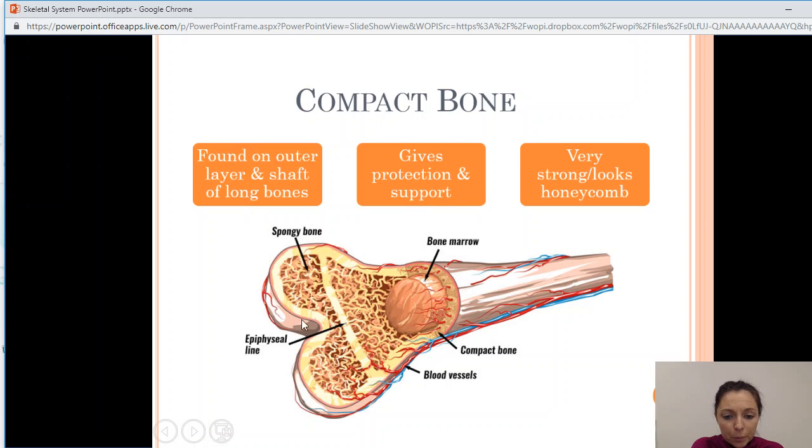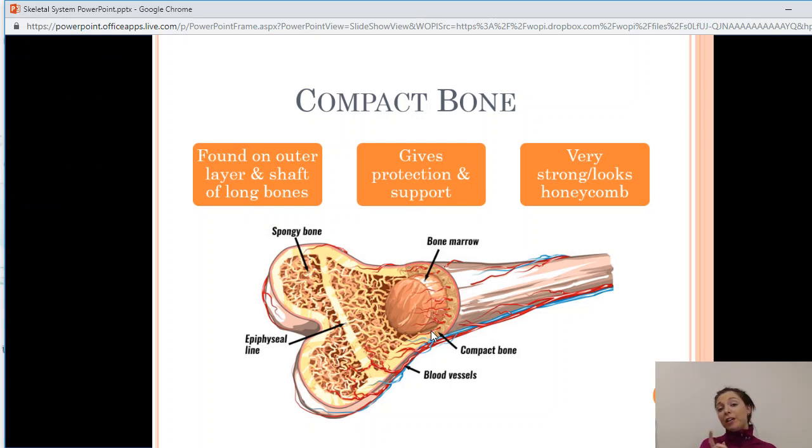Spongy bone up the top, which is what we just talked about a while ago. Your bone marrow coming in through here. Compact bone. Now look how condensed it is around the sides here as well. And obviously that's just for protection. It's so strong, has to be condensed because of impact and protection.